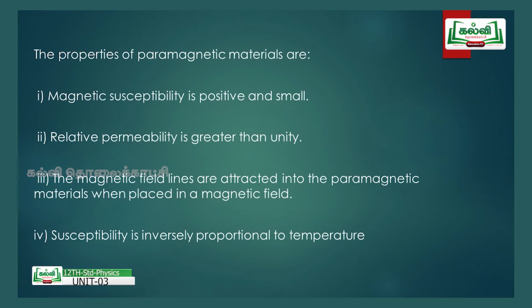Now, we will see what are the properties of paramagnetic materials. Similar properties are discussed here. Magnetic susceptibility is positive and small. Relative permeability is greater than unity. Here the magnetic field lines are attracted into the paramagnetic material which is placed in a magnetic field, and the last one is susceptibility is inversely proportional to temperature.